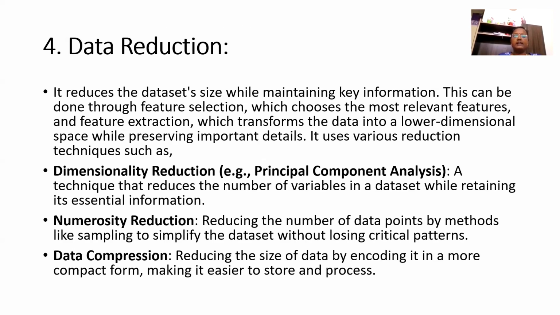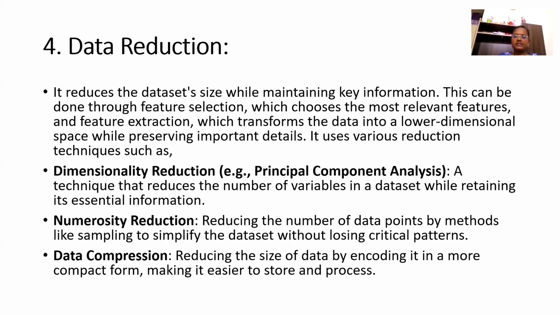And then data reduction. It reduces the data size while maintaining the key information. It can be done using feature selection, that is, the most relevant features, and feature extraction, which transforms the data into a lower dimensional space while preserving important details. So here we have dimensionality reduction, for example the PCA method, which will reduce the number of variables in a data set while retaining its essential information. And numerosity reduction is reducing the number of data points by methods like sampling to simplify the data set without losing critical patterns.